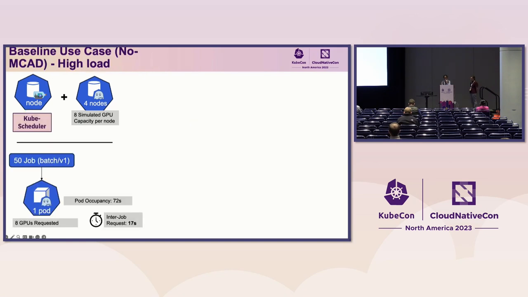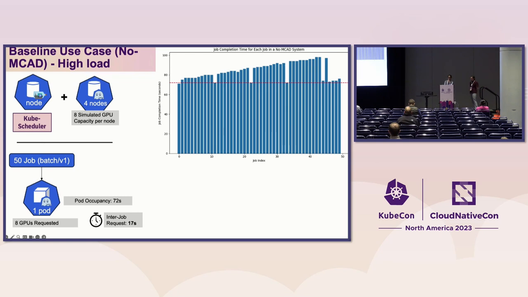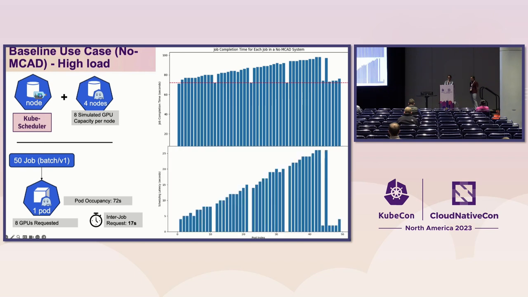But what happens when you increase the load, when you make the system unstable? So say if we submit jobs every 17 seconds, with systems with no MCAD, this is what we observe with respect to job completion time. This was anticipated because the increase from 72 seconds to some higher numbers is due to the scheduling latency. The pods were getting queued at the scheduler queue. And if you just overlap this bottom curve on top of the red dashed line, you'll see what added to the job completion time. It was, in fact, the scheduling latency.